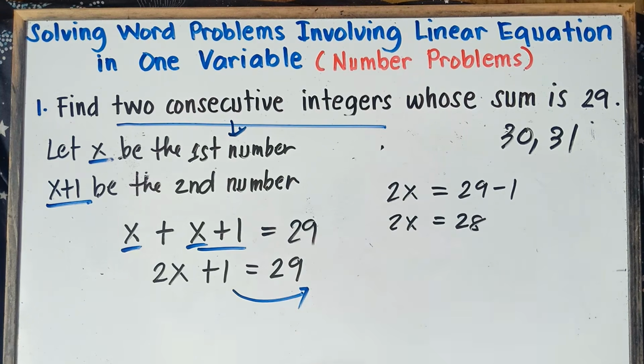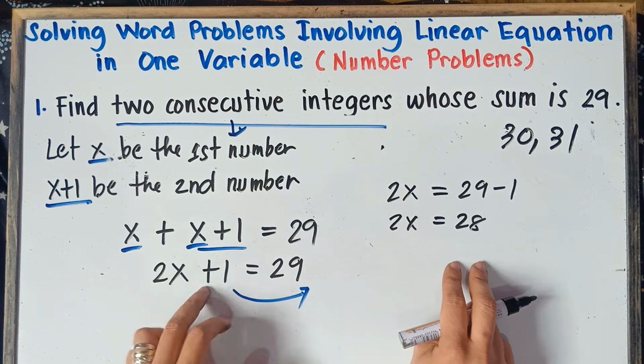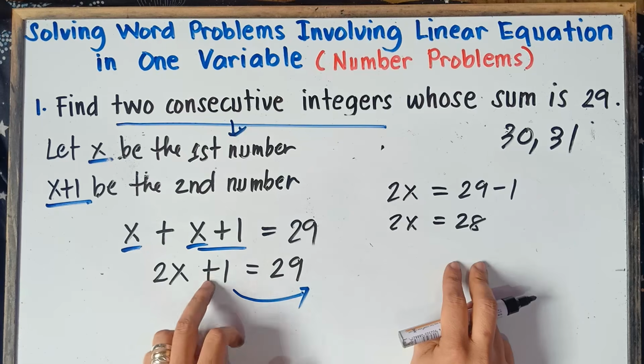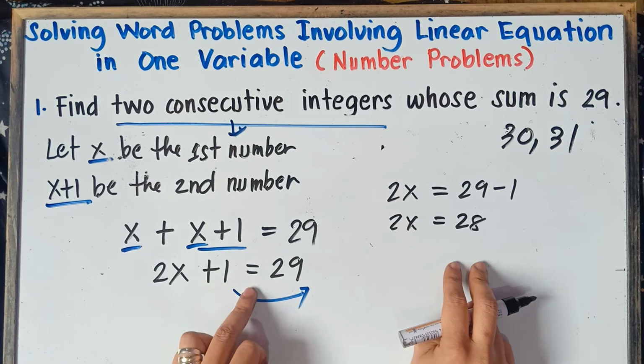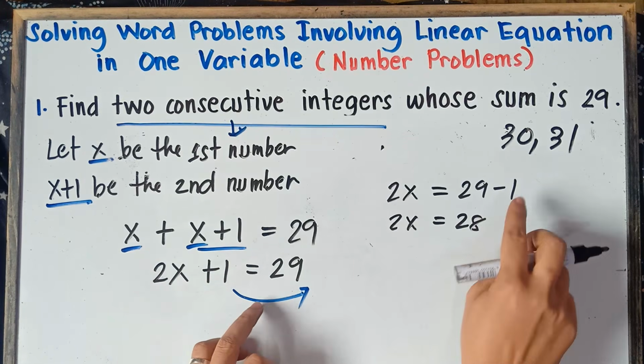You can do this one, class. But once again, most of the students are confused with these properties of equality. You can transpose 1 from left to right. Once you transfer it across the equal sign, you change the sign. So this positive 1 will become negative 1.